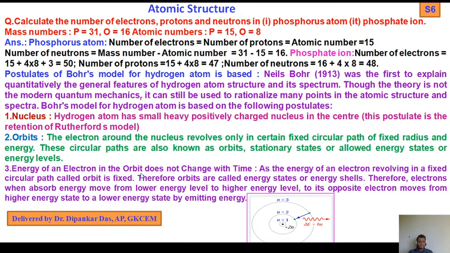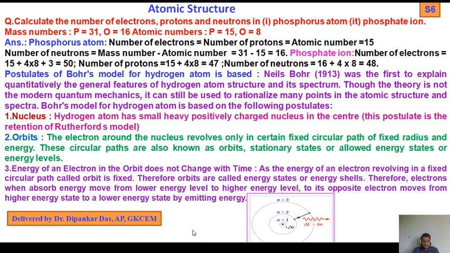The energy of an electron in the orbit does not change with time, as the electron revolves in a fixed circular path called an orbit. Therefore orbits are called energy states or energy levels: N1, N2, N3 are different energy levels. When electrons absorb energy, they move from a lower energy level to a higher one, N1 to N2, N2 to N3. The opposite, from higher to lower energy levels, happens by emitting energy, N3 to N2. So delta E equals h nu, where h is the Planck constant and nu is the frequency.